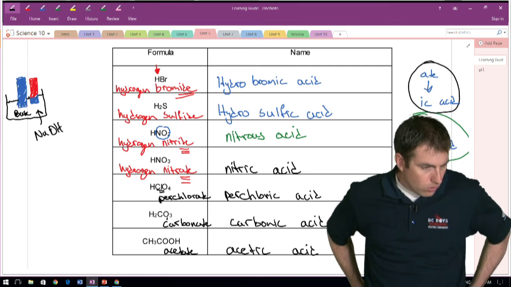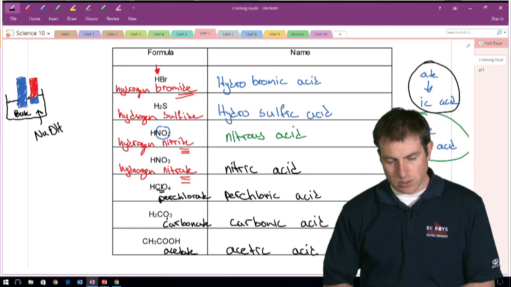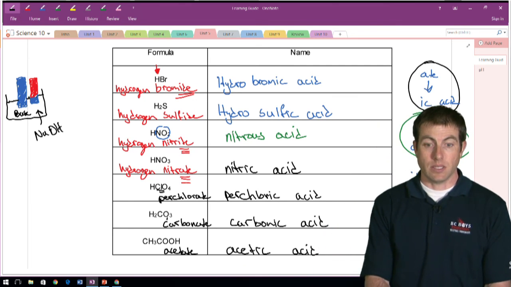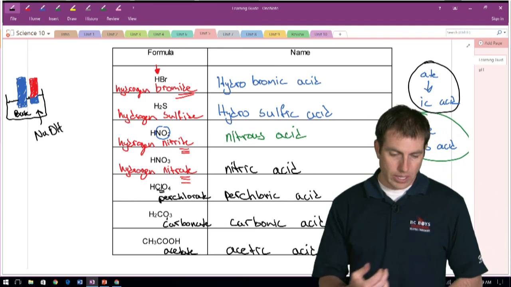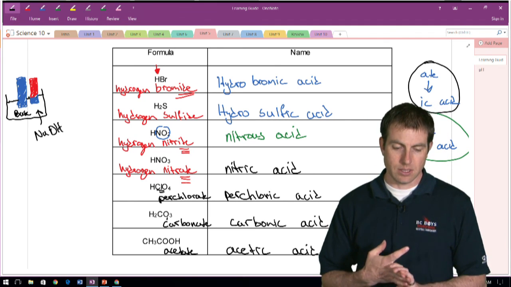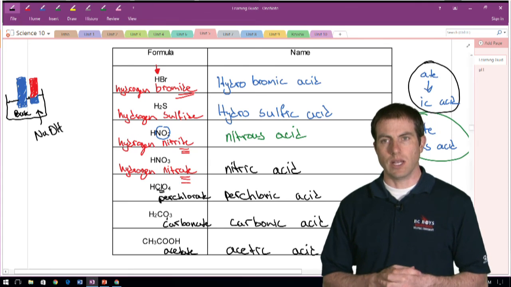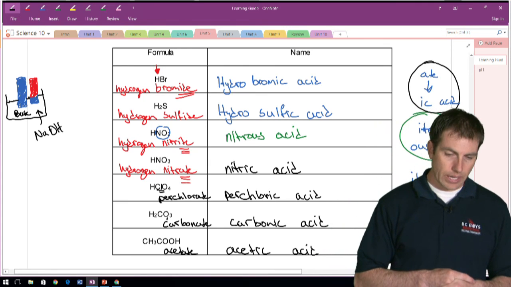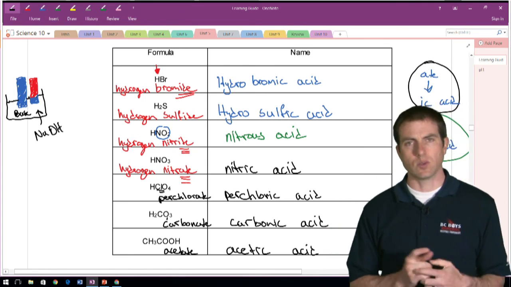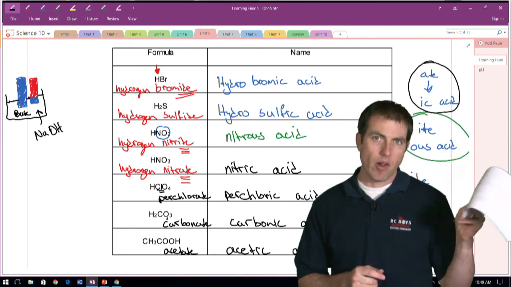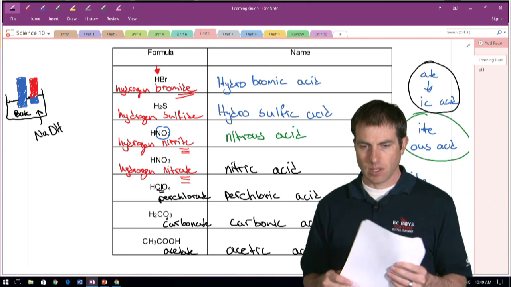All right, so there you go. When we have those three last ones that are ates, we change the endings to ic acid. So perchloric acid, carbonic acid, and acetic acid are those last ones. And again, acetic acid is one of the common ones that's on page 5 of your data booklet.